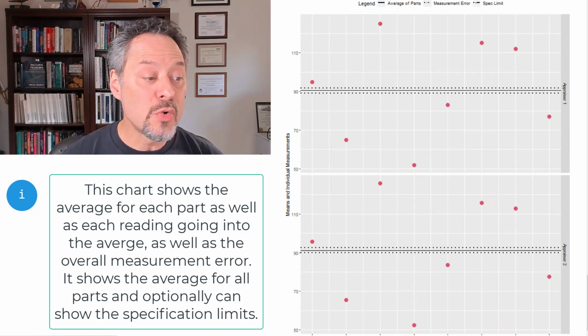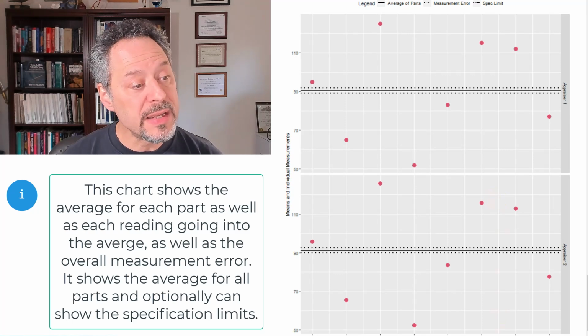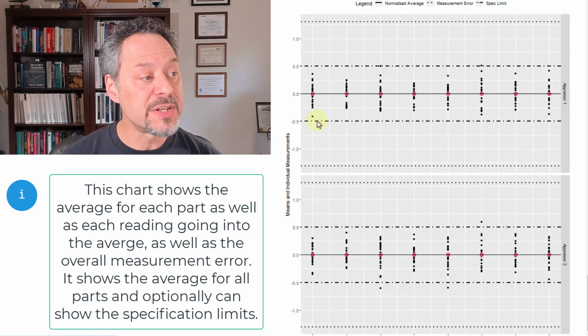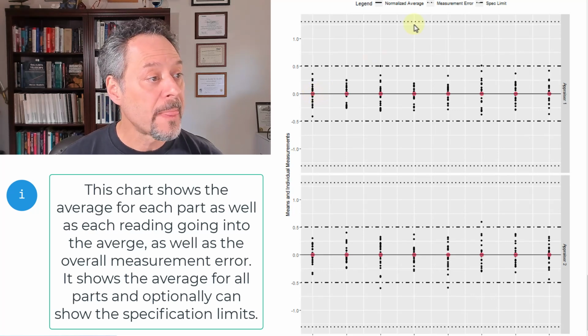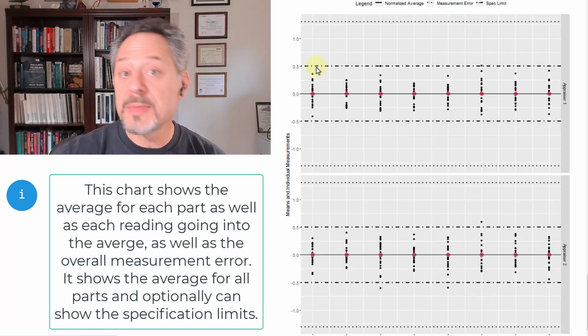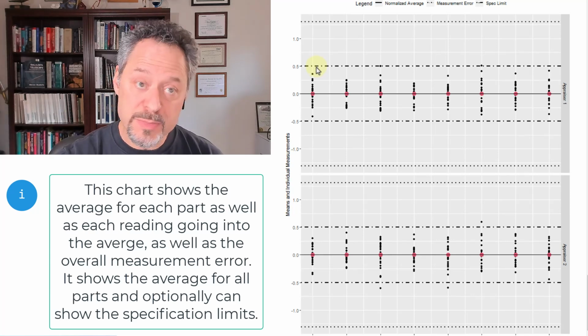I might want to see them normalized. And so I click the normalize button here. That brings them all back to their average, and I can look at the variability of each individual measurement around that average, whatever the average was, and it's much easier to see. And of course, then it's going to draw my spec limit on there as well, because now my spec limit is uniform across all of them. It's plus or minus 0.5.